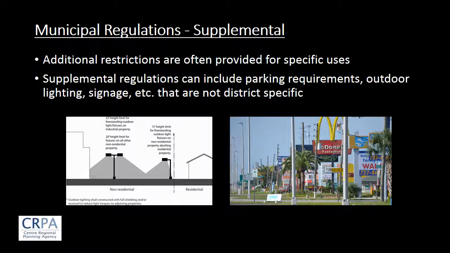In addition to regulating uses, zoning ordinances will also include standards for other aspects of land use. Some uses may have specific regulations, and there are often general standards that apply to all uses. Some of those general standards can include things such as outdoor lighting and signage. There are a variety of other supplemental regulations that vary by municipality.